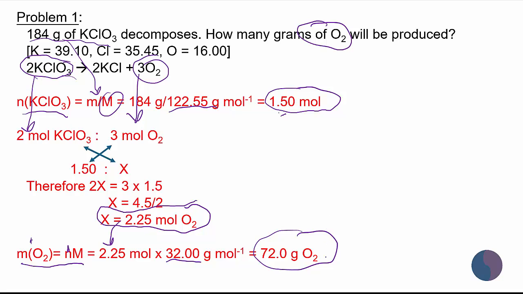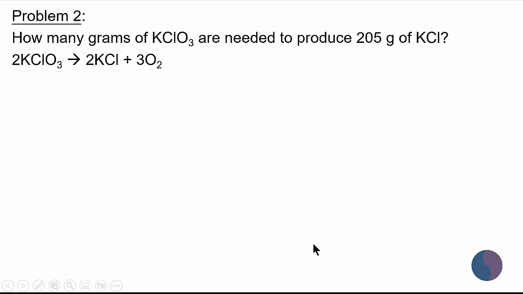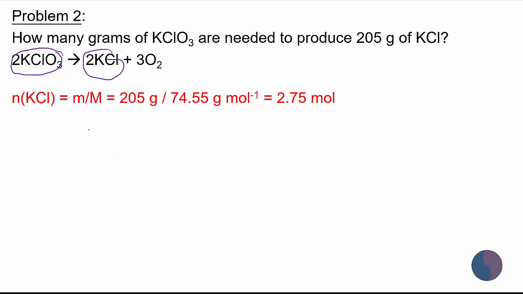Okay, so just doing that again. This time, what are we doing? This time we are asking how many grams we need if we want 205 grams of this. So same deal: to moles, ratio, and then back from moles. So labeled formula, substitute units. The mass is from the equation. The molar mass is from the periodic table, 2.75.